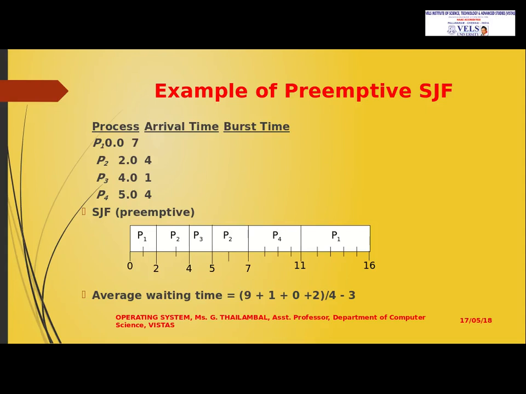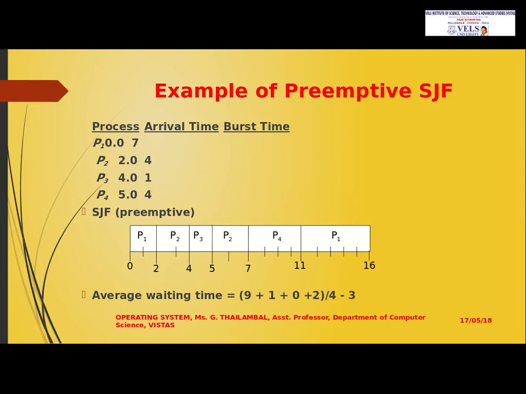Now we have only 2 processes, so we check between them. P4 is 4 and P1 is 5. Which is the shortest one? P4 is the shortest, so we allocate P4. It executes for 4 milliseconds, so it completes by the 11th millisecond. After that only one process is left, that is P1. It executes for 5 milliseconds, so it completes by the 16th millisecond.